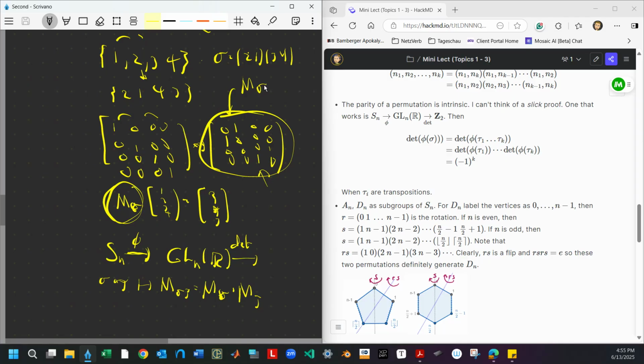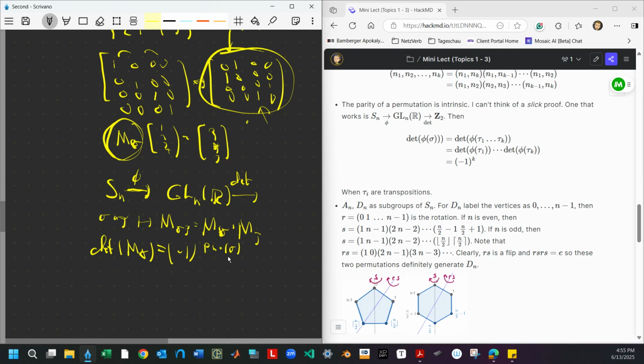Like how many swaps I need to make here, right? So anyway, the determinant of M sigma will be minus 1 to the, I'm not really sure what to call it, I'll call it parity of sigma, right? So that could either be 0 or 1, right?